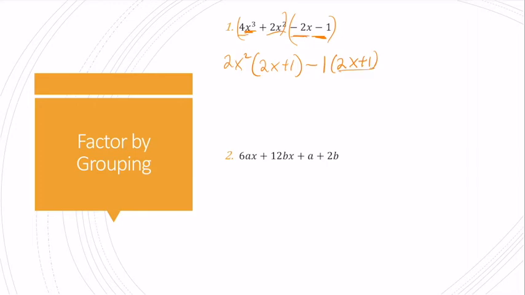I get 2 things that look the same. That means I've done this properly and I can factor by grouping. I collect the greatest common factors and what they left behind, that binomial factor.